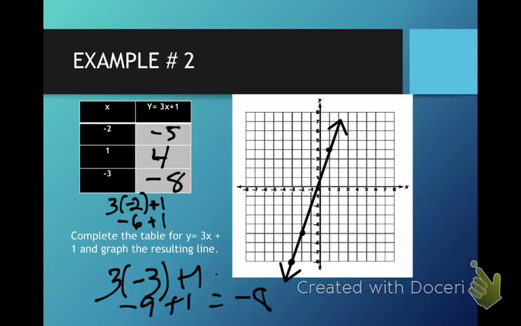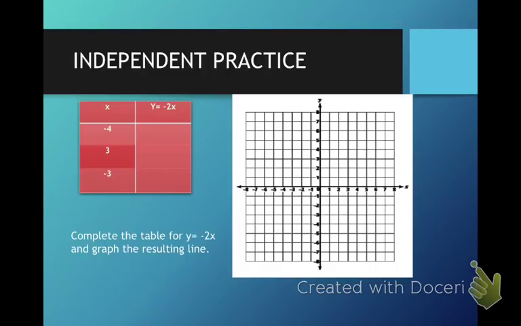Now let's do some independent practice. You guys, try this one. This is independent practice number 1. It's the only independent practice. Pause the video. Try this one. In just a few seconds, I'm going to go over it. Go ahead.